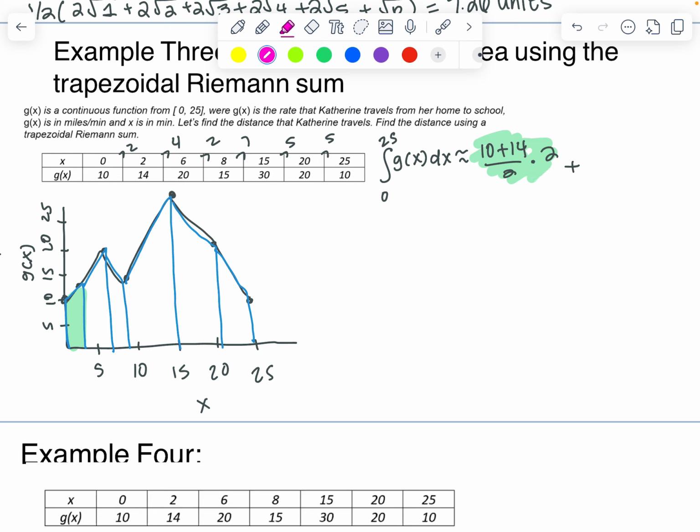The next one, the bases, and I'm using my table to find these. The bases were 14 and 20. So it'll be 14 plus 20 over 2, and then this height was 4. So that's that. Continuing on, when I'm done, I should have 1, 2, 3, 4, 5, 6 area formulas. The next section was 20 and 15 all over 2 times 2. So that was this one.